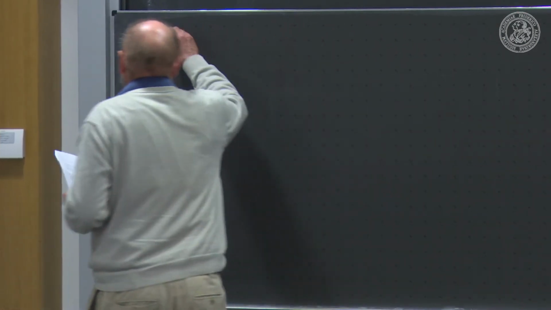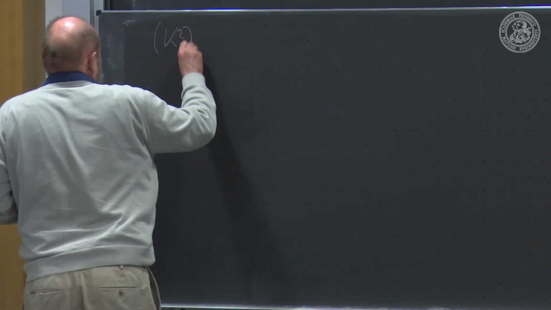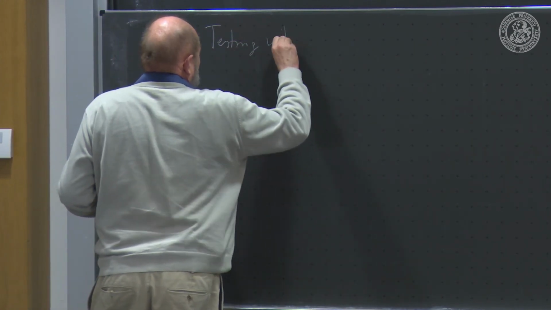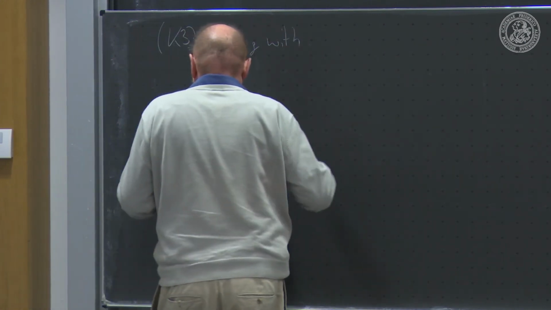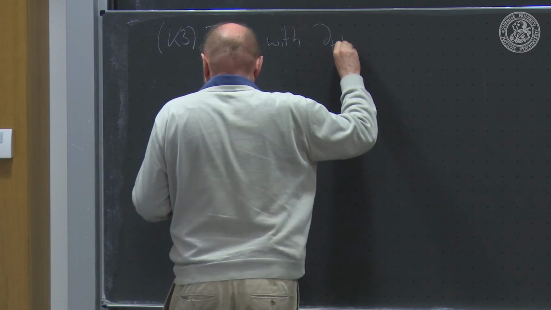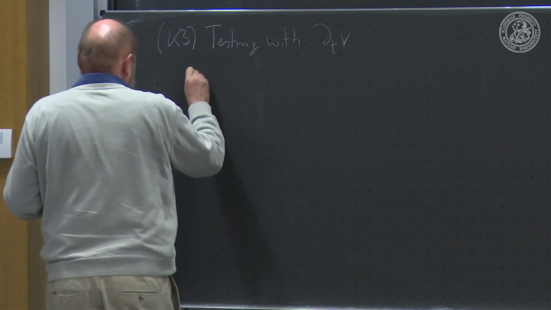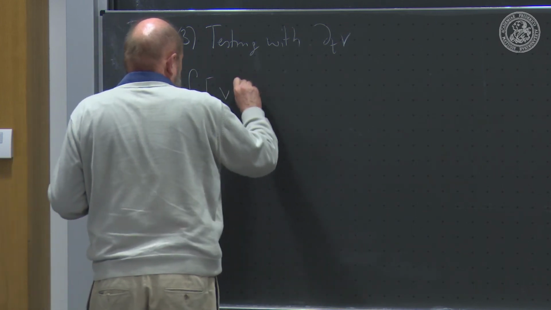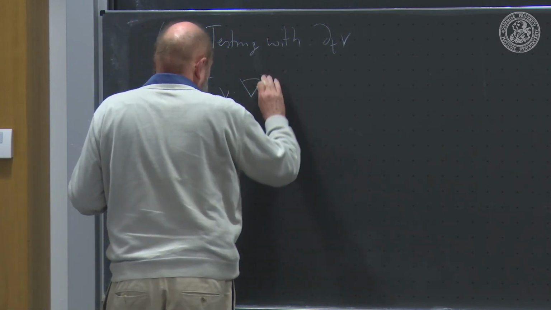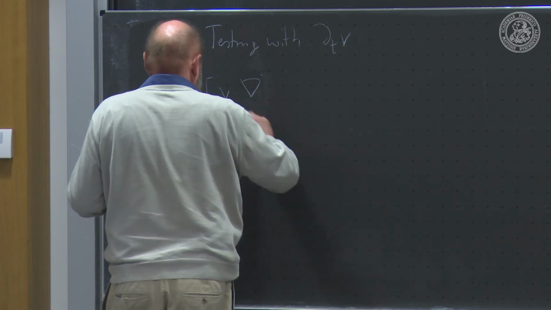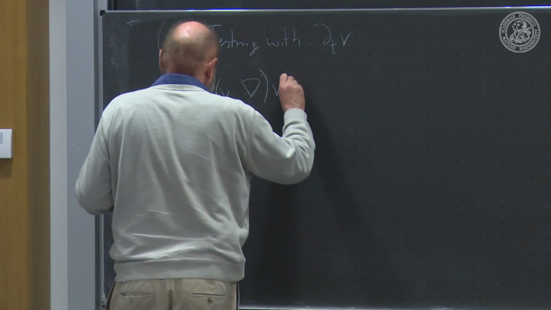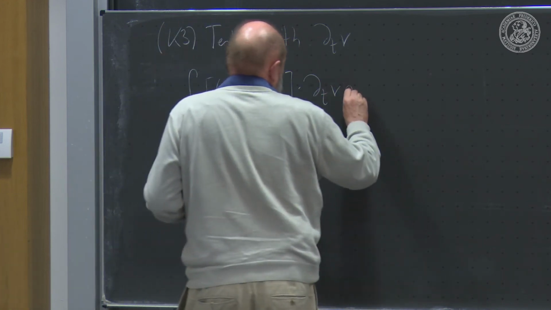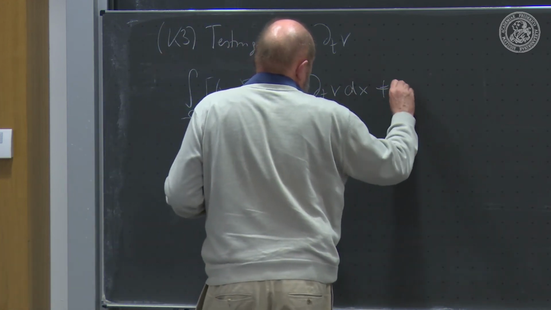So, okay. As I said, testing with the time derivative of V now brings in additional terms. So now this term is V, divergence applied to V, and tested now with the time derivative of V. So this term is in general not equal to 0.